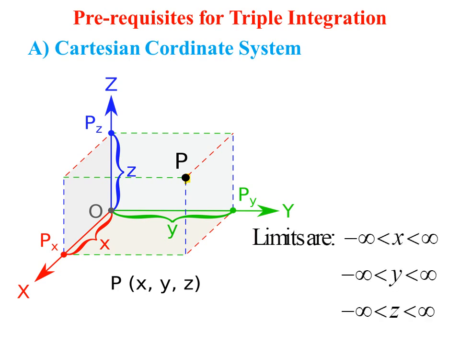Further, I would like to explain the limits of these three variables x, y and z. x is varying from minus infinity to infinity, y is varying from minus infinity to infinity, and z is also varying from minus infinity to infinity. So this is our coordinate system.